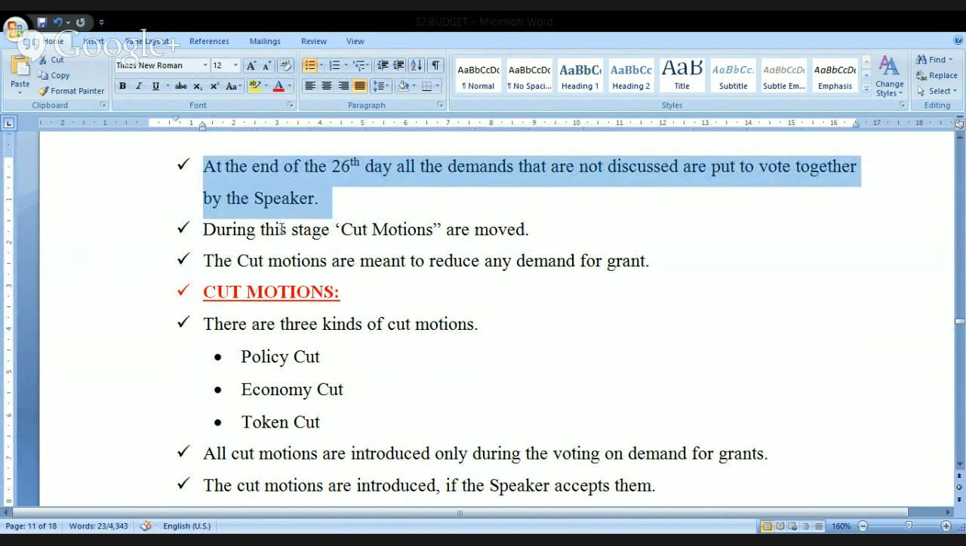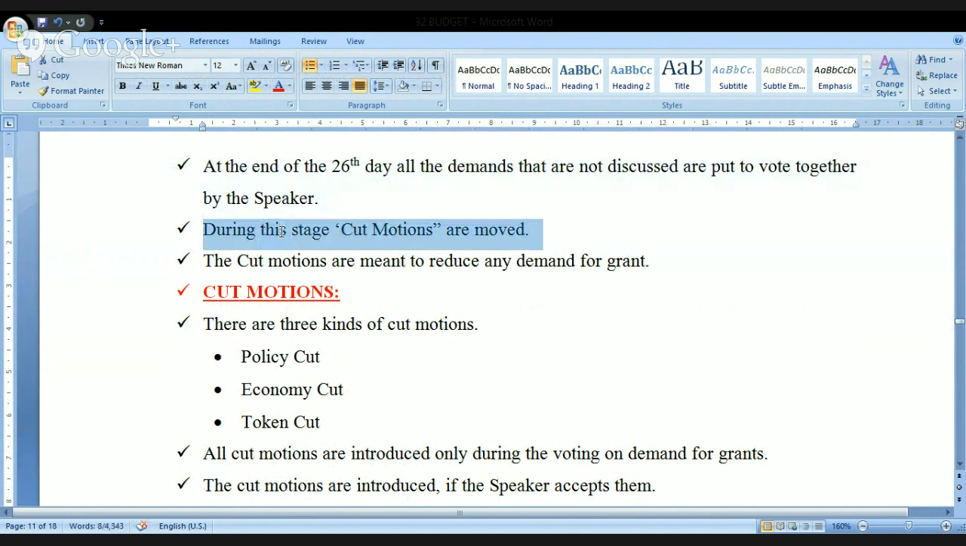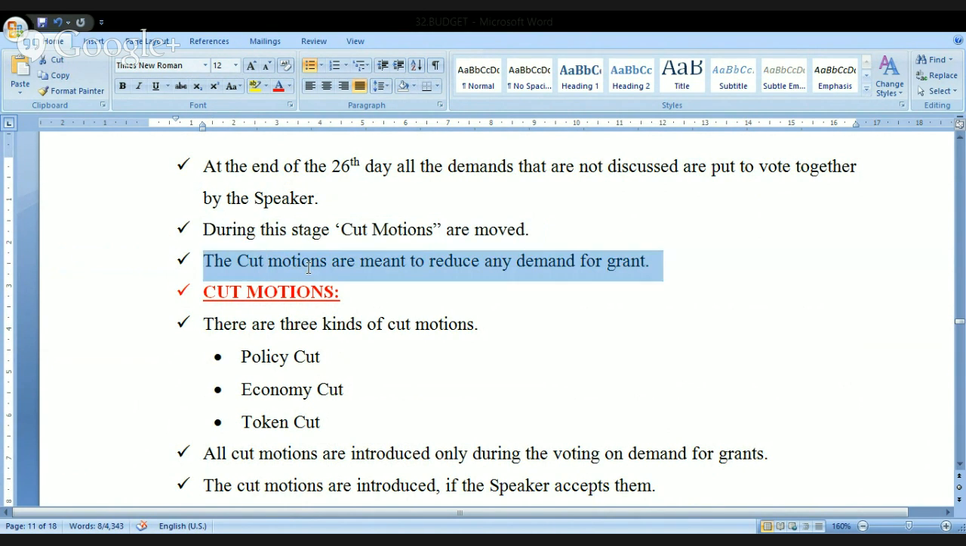And during this stage, that means step number 3, the cut motions are moved. What do you mean by these cut motions here? These are meant to reduce any demand for grants. Now, kindly look at one point here. I would like to make it very clear.